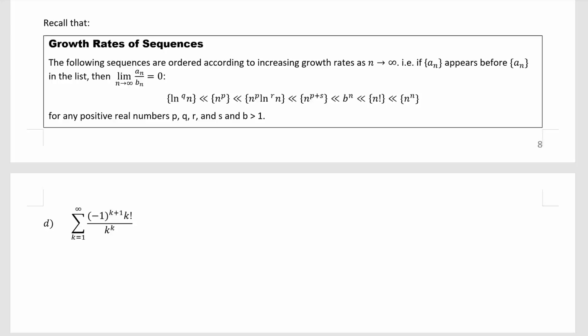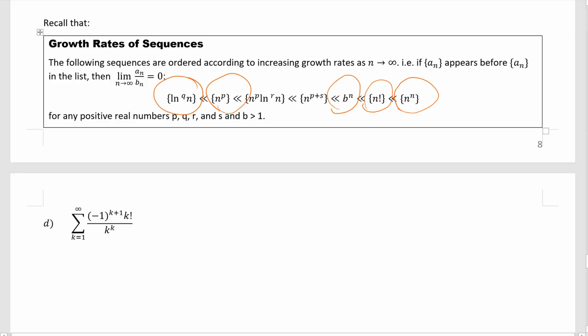So right now I want to recall our growth rate sequence. The slowest is the logarithmic function, and then we have the polynomial, and then we have the exponential function. Then the factorial is actually faster than the exponential function. The fastest is n to the n. So here is the growth rate, okay? Keep this in mind. Let's continue with the following problems.